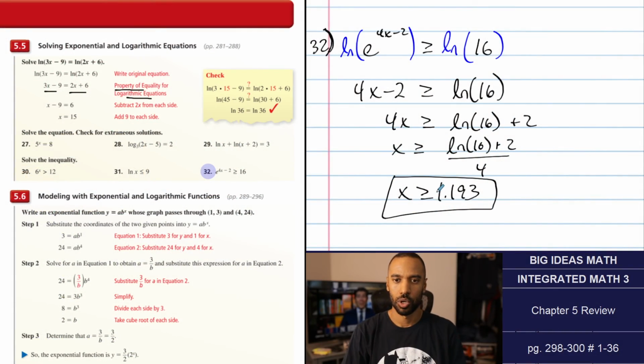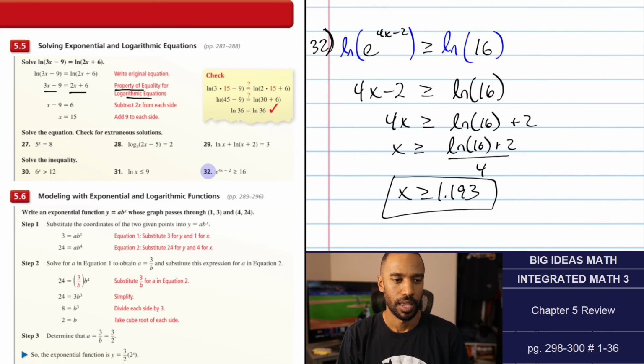If I go to the calculator for this one, I do want to open this up with parentheses here before I hit natural log of 16. Close that parenthesis for the natural log, then plus 2. Close that up for the numerator, all divided by 4. And we're getting 1.193. So x has to be greater than or equal to 1.193. And no restrictions there. We're all good to go.